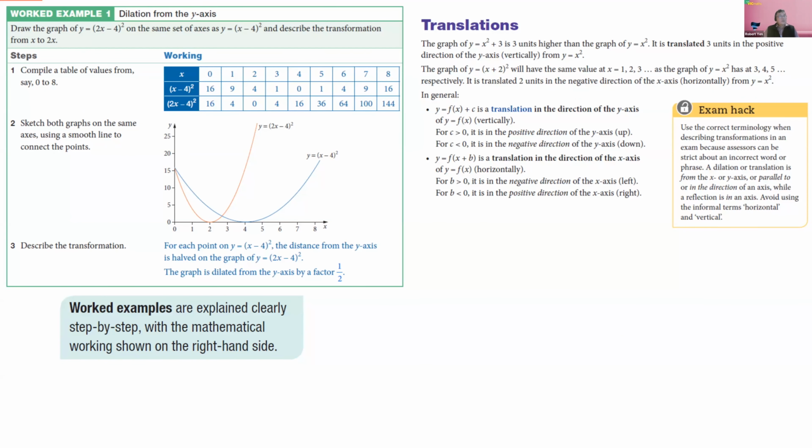All right, here's an example of a worked example. So again, with the worked example, we have the title of the worked example next to it. So again, this is dilation from the y-axis, and we've got the steps involved in solving in the solution listed on the left, and then we've got the working written there on the right. And then we've got some more theory, like on translations.